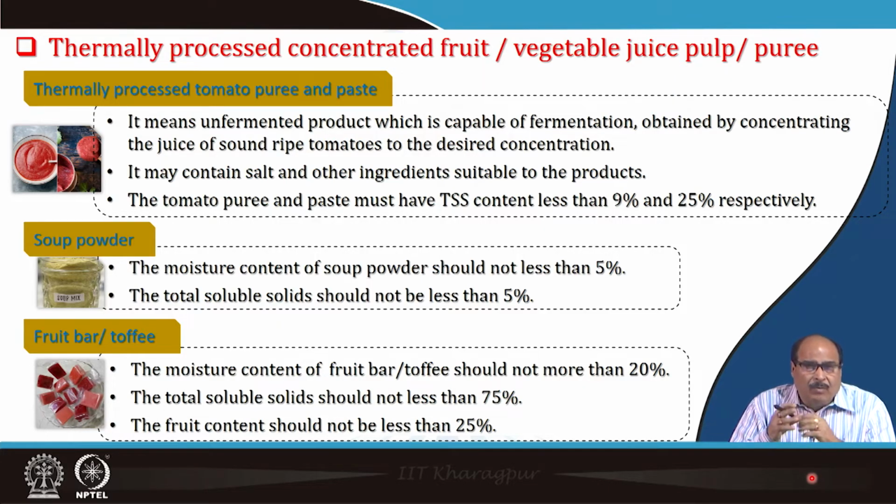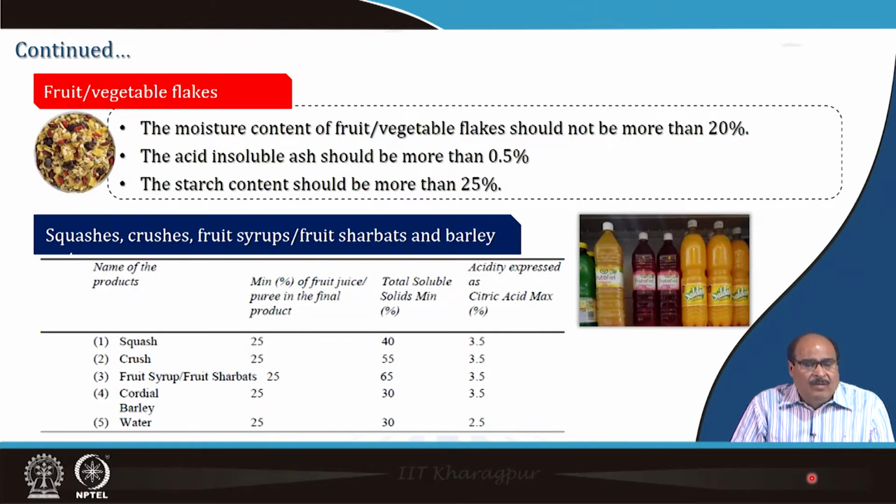In soup powder, the moisture content should be not less than 5%. The total soluble solids should not be less than 5%. Okay. The moisture content of fruit bar or toffee should not be more than 20%. The total soluble solids should not be less than 75%, or fruit content should not be less than 25% in bars and toffees. Okay. In the fruits and vegetable flakes, the moisture content should not be more than 20%. The acid insoluble ash should be more than 0.5% and starch content should be more than 25%.